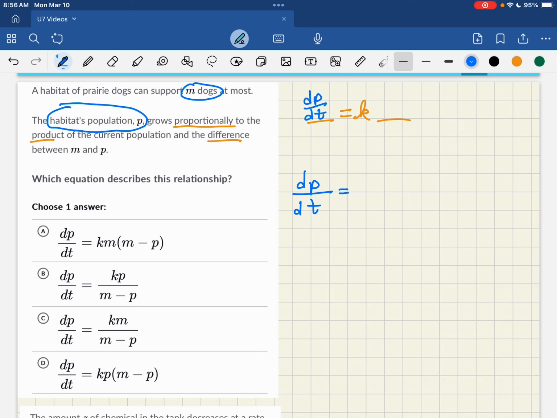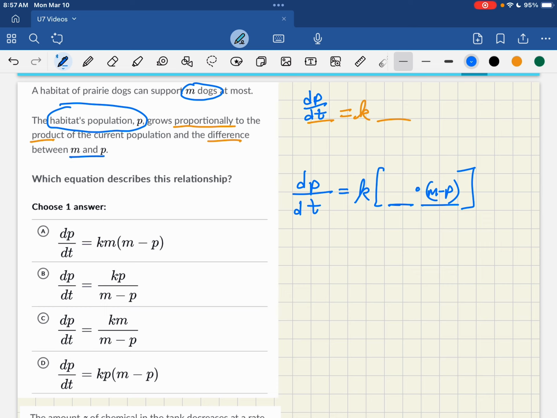And that means on the other side, we're going to have a constant of proportionality multiplying to something. What is it going to be multiplying to? I'm pretty sure I'm going to need brackets on this, or maybe just parentheses. But let's read the rest of it. It grows proportionally to the product. So two things multiplying to each other, the product of the current population, which was P, and the difference between M and P. That's pretty self-explanatory. The difference between M and P, and we have to go in order, M minus P, because that's how they said it. They said M and P.